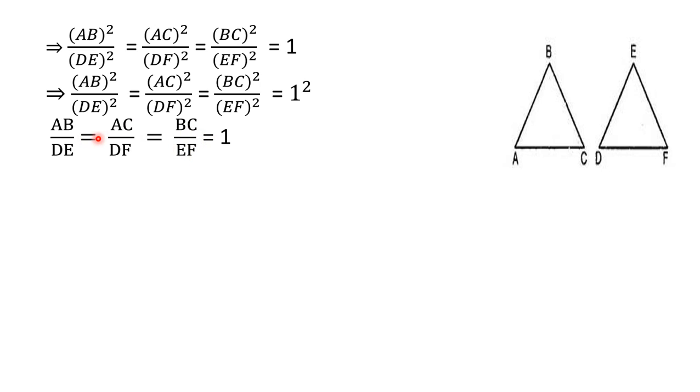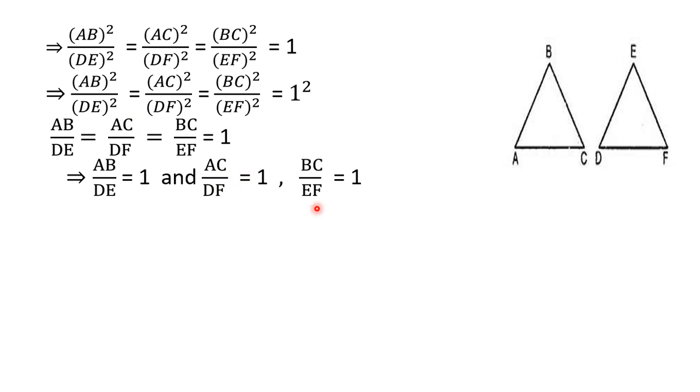So we get the bases of the sides are equal, left hand side and right hand side. So we can write AB upon DE is equal to AC upon DF is equal to BC upon EF is equal to 1. Now one by one we take this. AB upon DE is equal to 1, so by this we get AB is equal to DE. When we take AC upon DF is equal to 1, we get here AC is equal to DF. Similarly, when we take BC upon EF is equal to 1, we get BC is equal to EF.